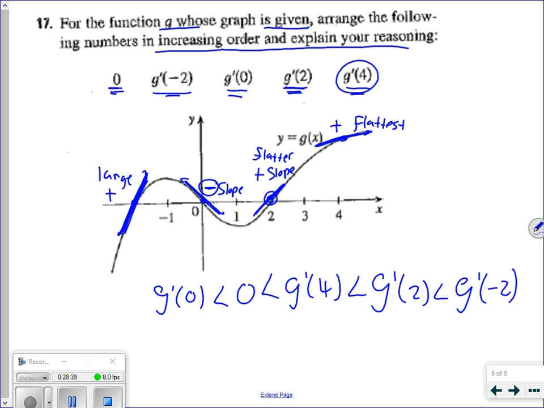Now, there you go. So there's a little intro into derivatives, and hopefully the idea of a derivative makes sense. We're going to actually compute and find the derivative, or the slope, at specific points in class tomorrow, or on Tuesday.